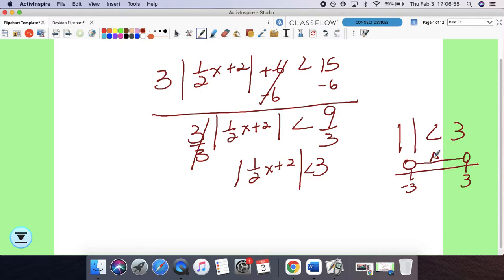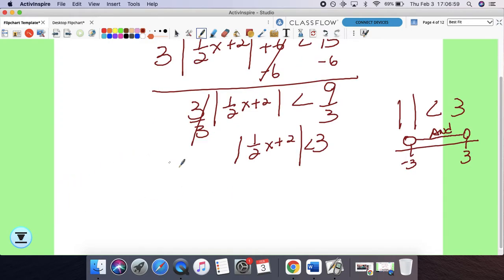So this is an AND problem. Finally, we have an AND problem. So the values of x, numbers that I can replace the x with, they have to be between -3 and 3. And that's how I'm going to set up my inequality. Less than 3 and greater than -3.